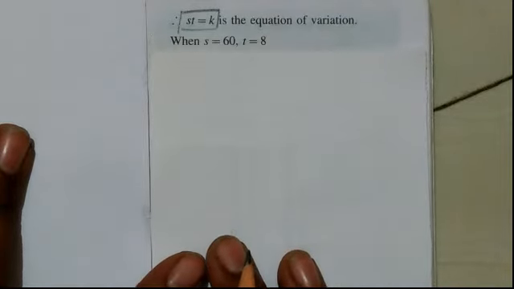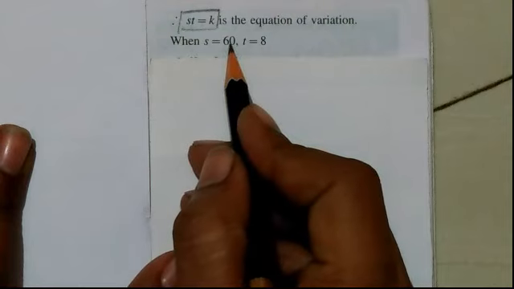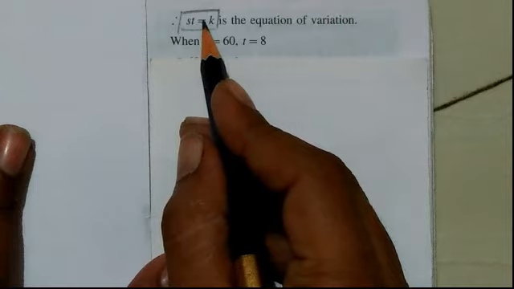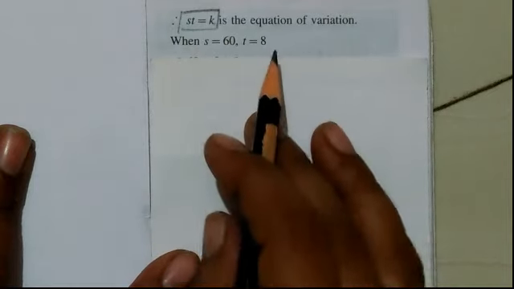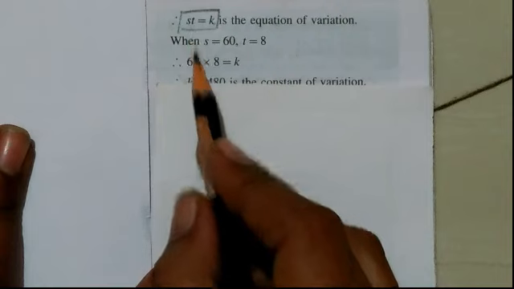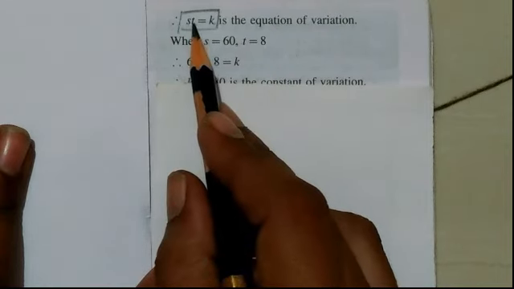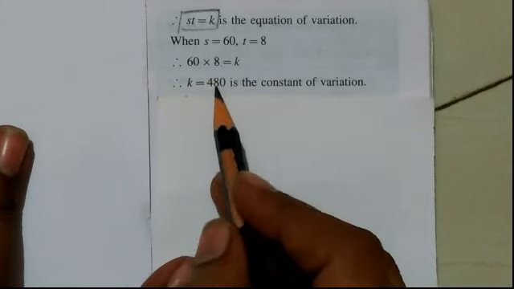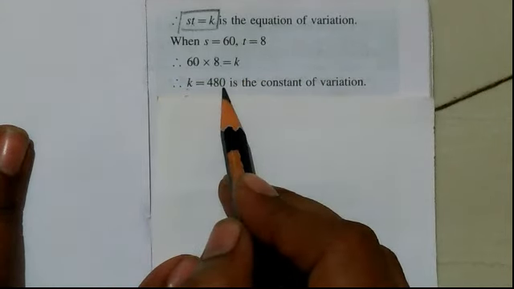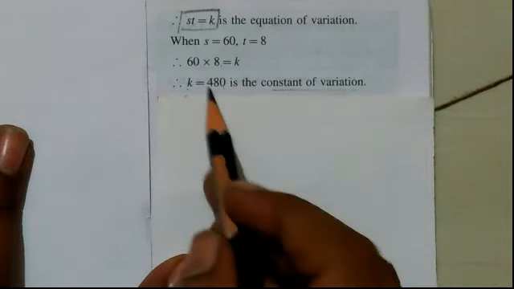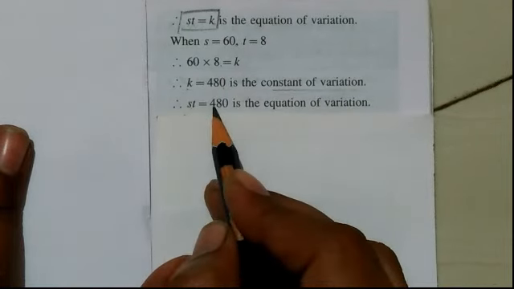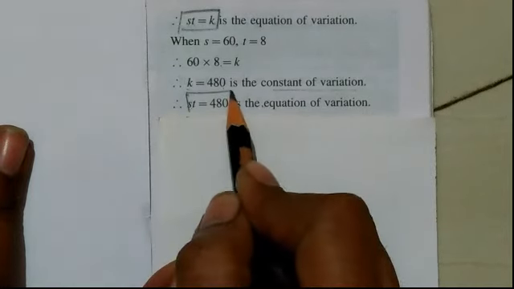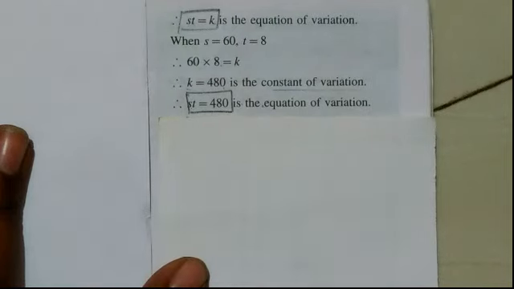Now students, as we know, when s is equal to 60, t is given as 8, so we have to put these values into the equation to find the value of constant k. So s is 60 and 8 is t. So 60 into 8 is equal to k. So k is equal to 480, which is the constant of variation. Therefore, st is equal to 480 is the equation of the variation. So we have to put a box around it.